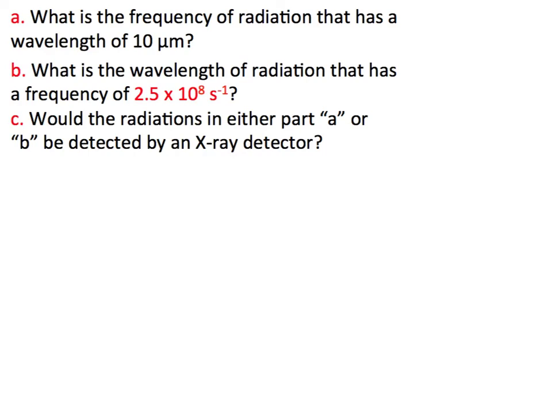Part 3 says, would the radiation in either part A or part B be detected by an X-ray detector? Okay, so A would be in the infrared region, while B would be in the radio frequency region. So that answers both parts.